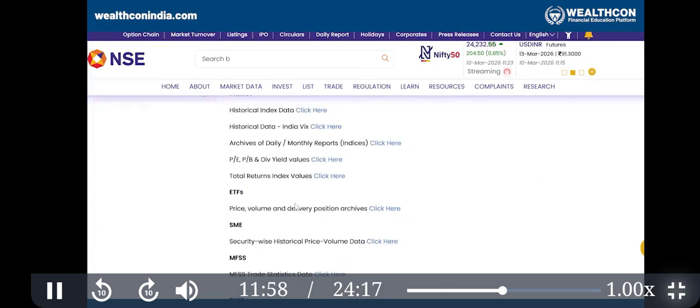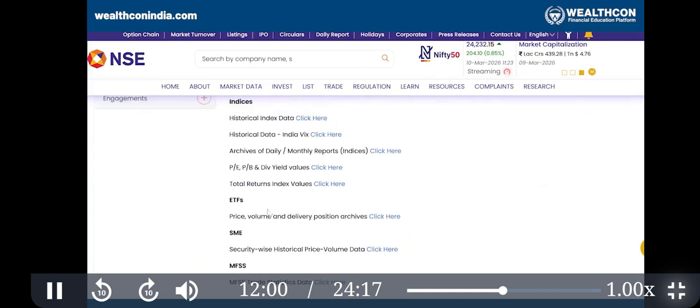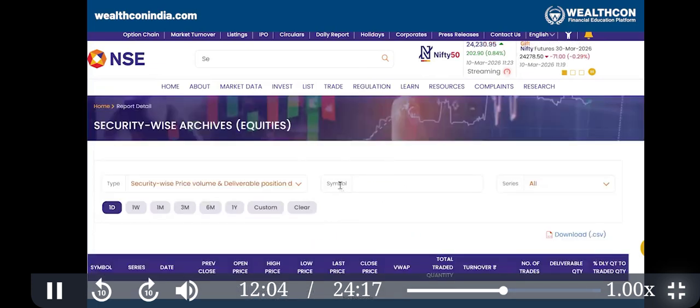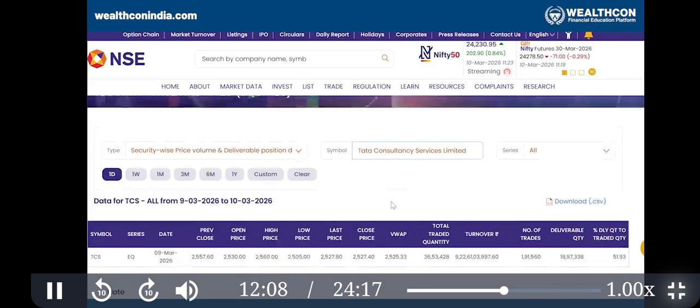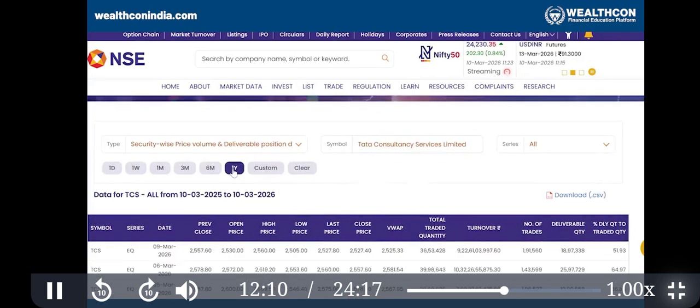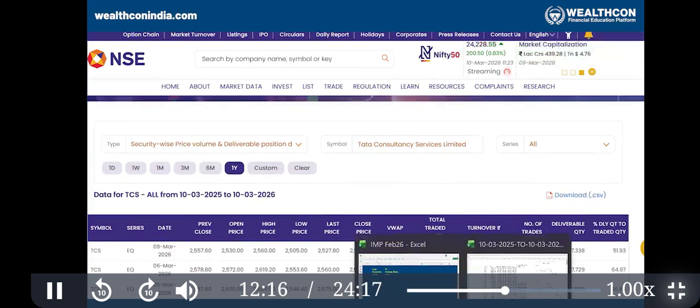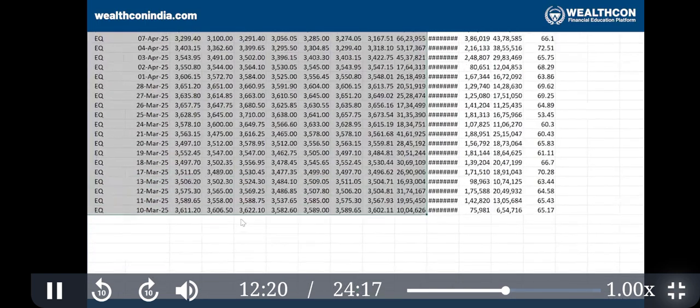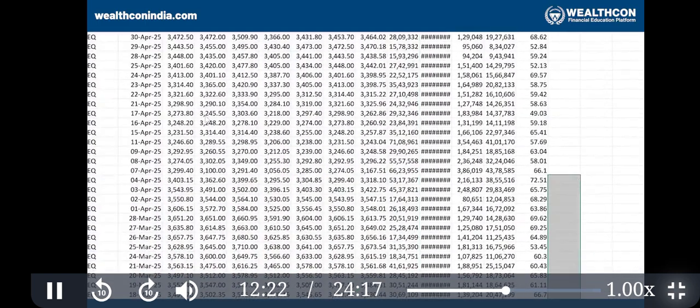Okay, ETF data is also there. That means exchange traded funds. So if I click here, you get the window and you select which company you want to select. Suppose here, and if I want to select 1 year data, you can just download this data in an Excel file. I already downloaded it, so to save your time, this is how that data will look.